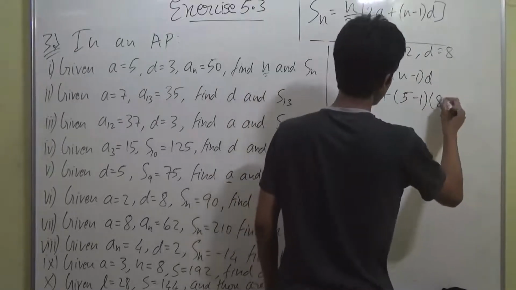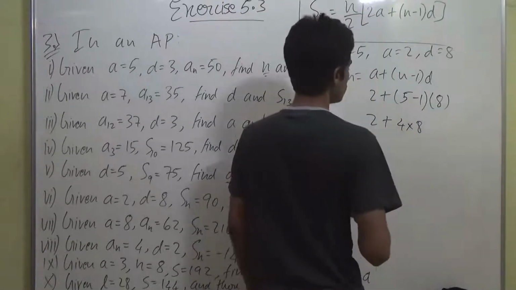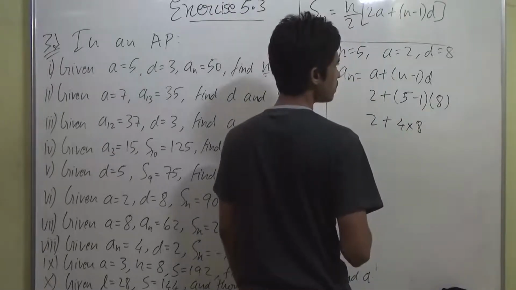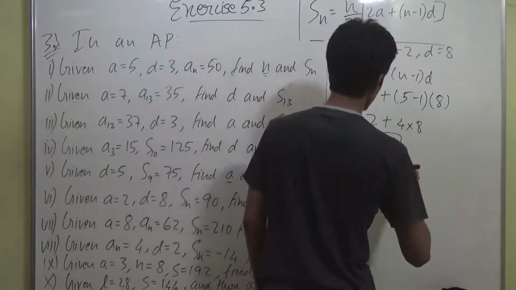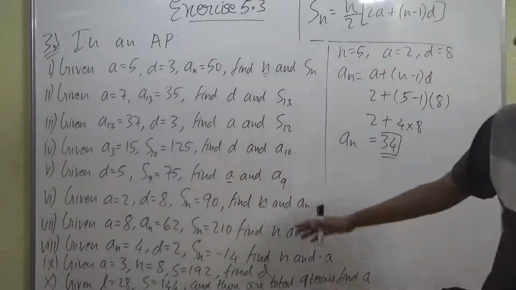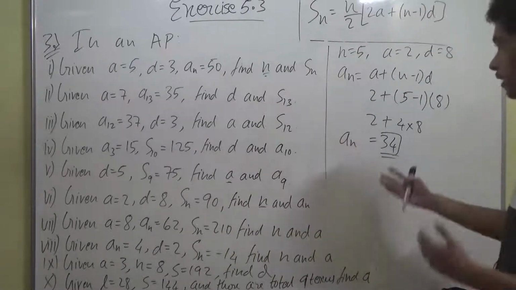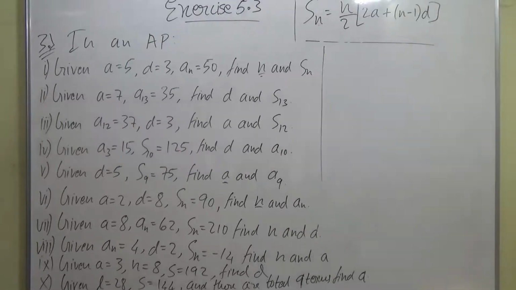So d is 8. So this will become 2 plus 4 into 8. 4 into 8 is 32. 32 plus 2 will become equal to 34. So a of n is equal to 34 guys. This is the solution of your 6th sub question. You can take the screenshot again guys. After this let's go to the 7th sub question.